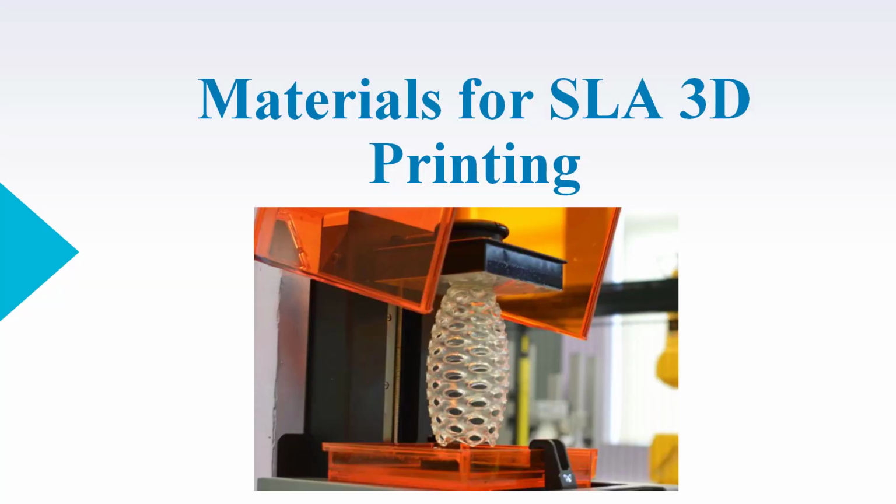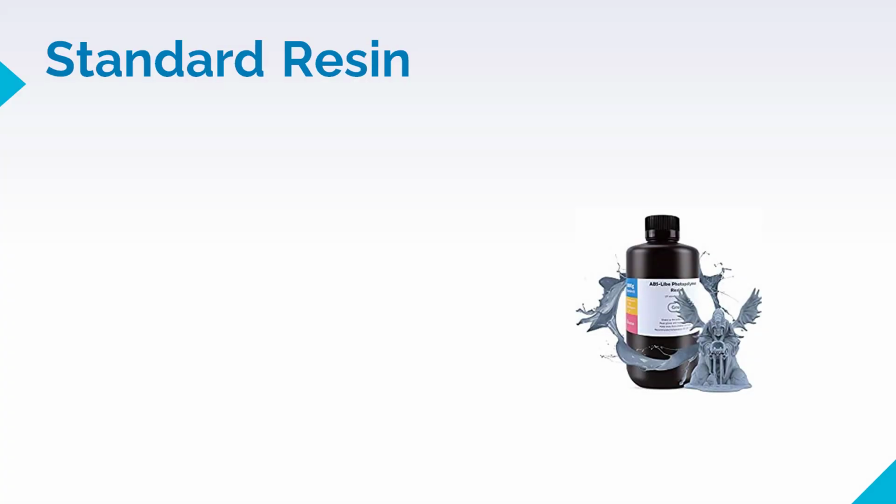Yeah, hello everyone. In this video, we will talk about materials for SLA 3D printing. We also call it resin or liquid resin. So the first is standard resin. There are many types of resins we use in SLA 3D printing. Depending on the properties and your requirements, you can select the one which is favorable for you.